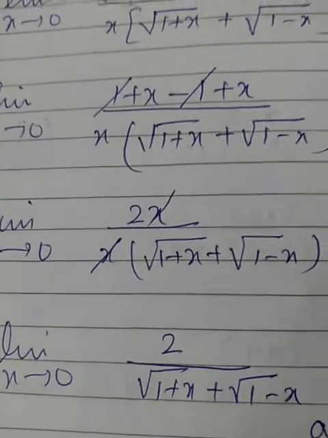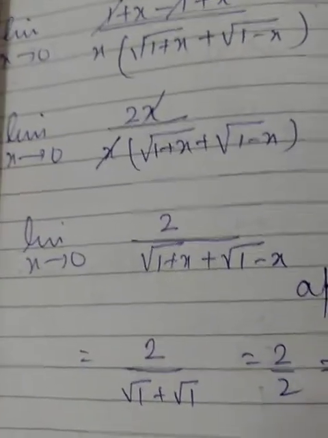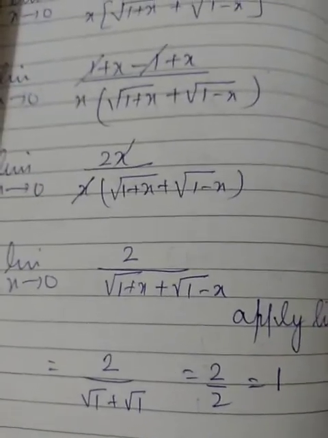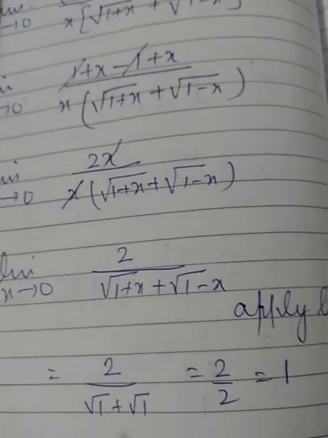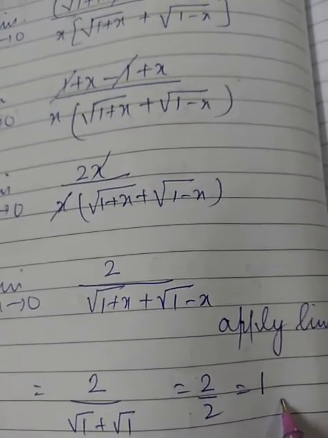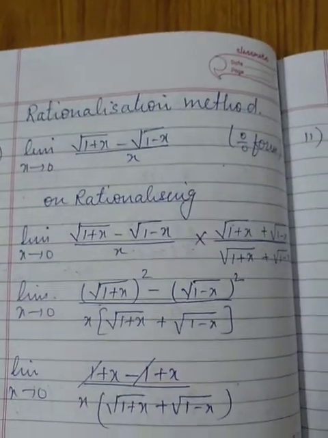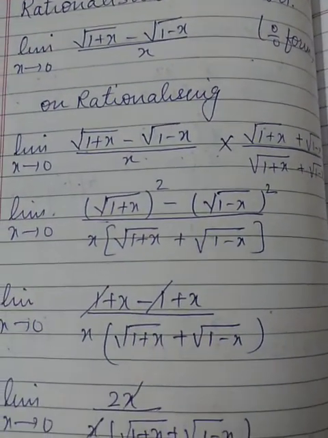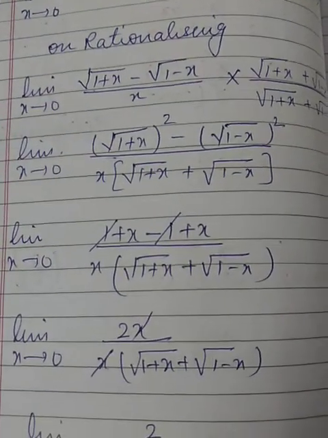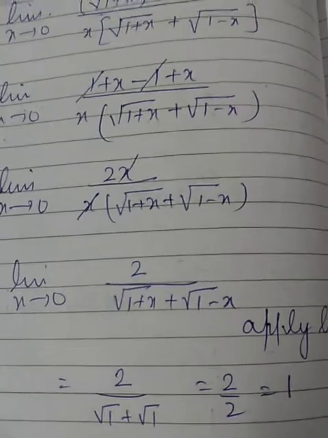And when we substitute the limit, that is, when we apply the limit, what are we getting? When we apply the limit, 1 plus 0, 1 minus 0, and we are getting answer 1. Go through it again. See what we have done. First we have rationalized, then we simplified, and then we applied the limit.